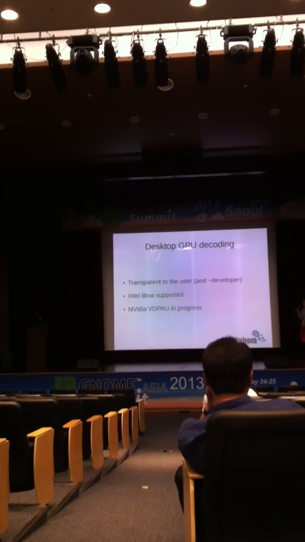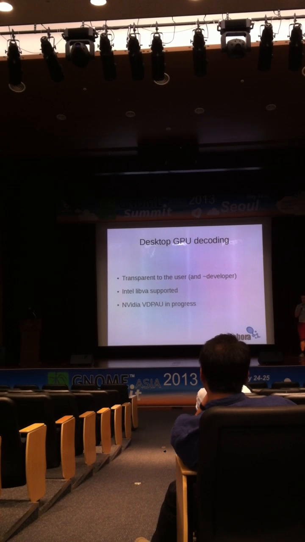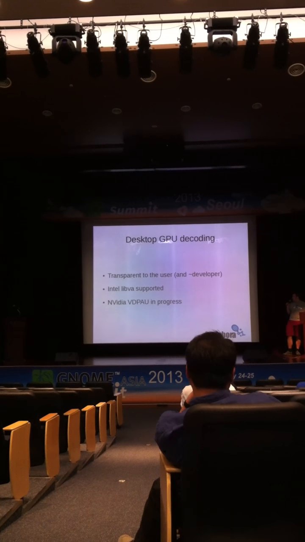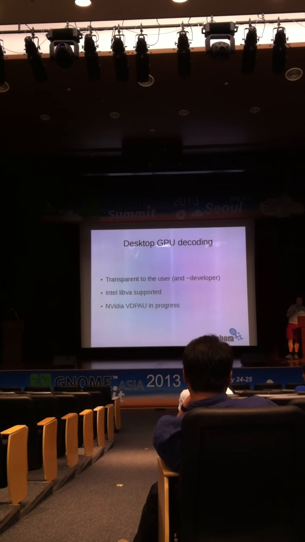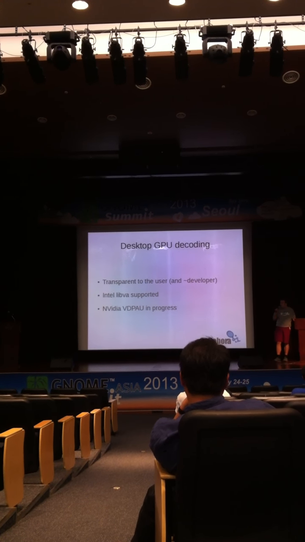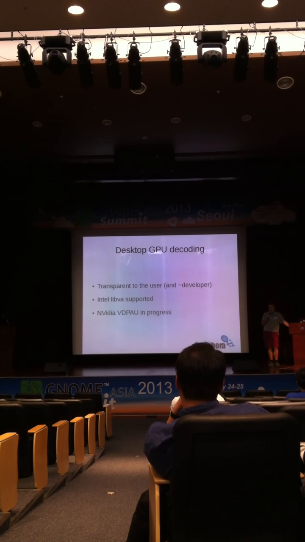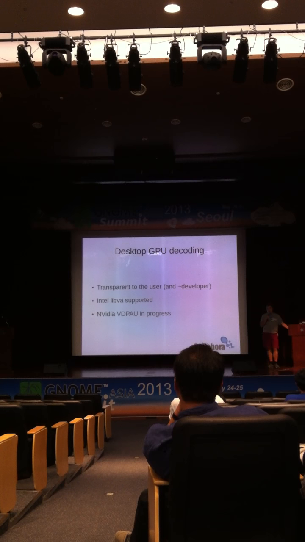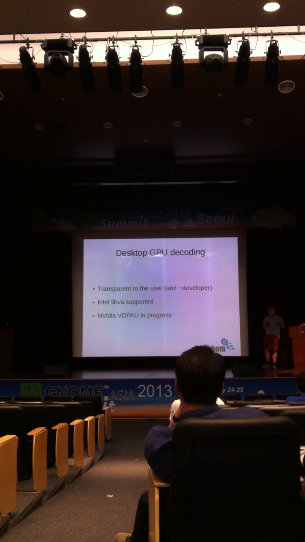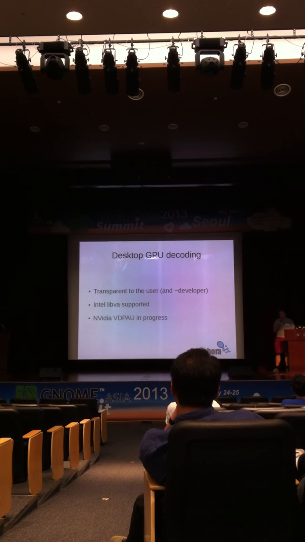We have VPU support done by the community. So that is ongoing. So I don't know if it will be 1.2 or not. Ideally, the whole GPU decoding thing should be more or less transparent to the end user. And if the developer uses decodebin or playbin or one of the autoplugging elements, it should be transparent to the developer. It should just work.